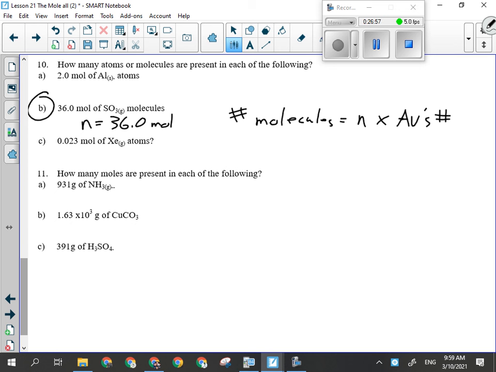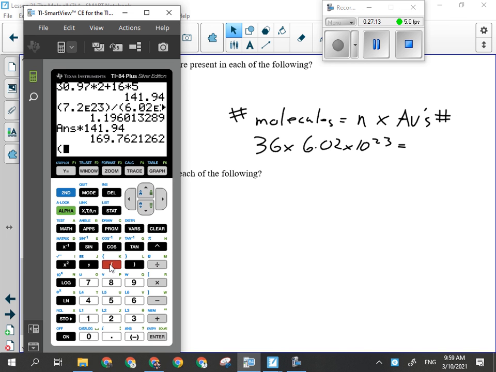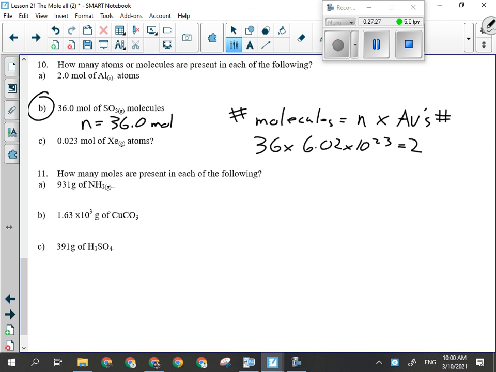They just said, here's the number of moles, calculate the number of molecules, multiply by Avogadro's number. So that's really all we had to do, was take that 36 and multiply by 6.02 times 10 to the 23, and we've got our answer. Okay, so, all right, so I've got 2.17 times 10 to the 25 molecules.